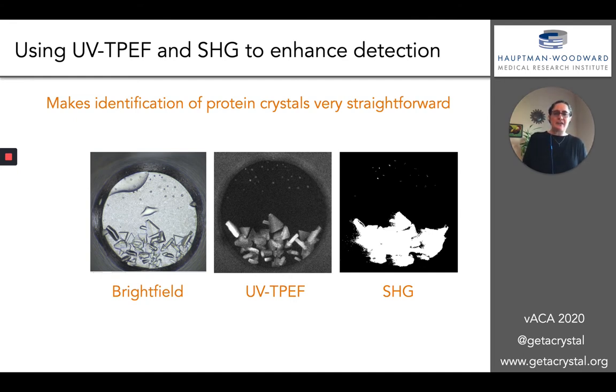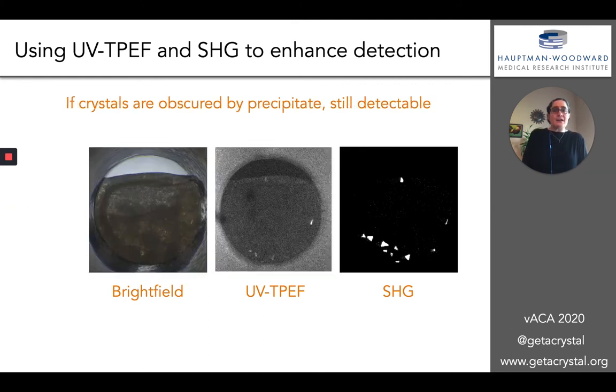In this particular case, it's very easy to see these big crystals even in the bright field. What's interesting is that we actually have 2 crystal morphologies in this particular well, which you can very easily see using all 3 imaging modalities. Sometimes your well is just filled with precipitate, and I know that I have often encountered wells that look like this. What's great about using the UV TPF and SHG is that it enables you to detect when the precipitate is actually obscuring actual crystals.